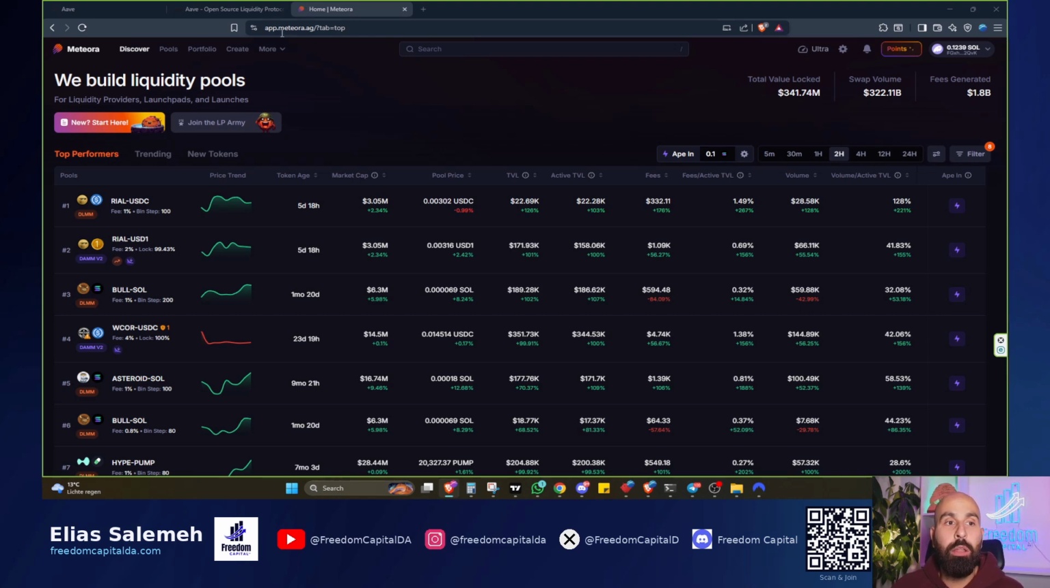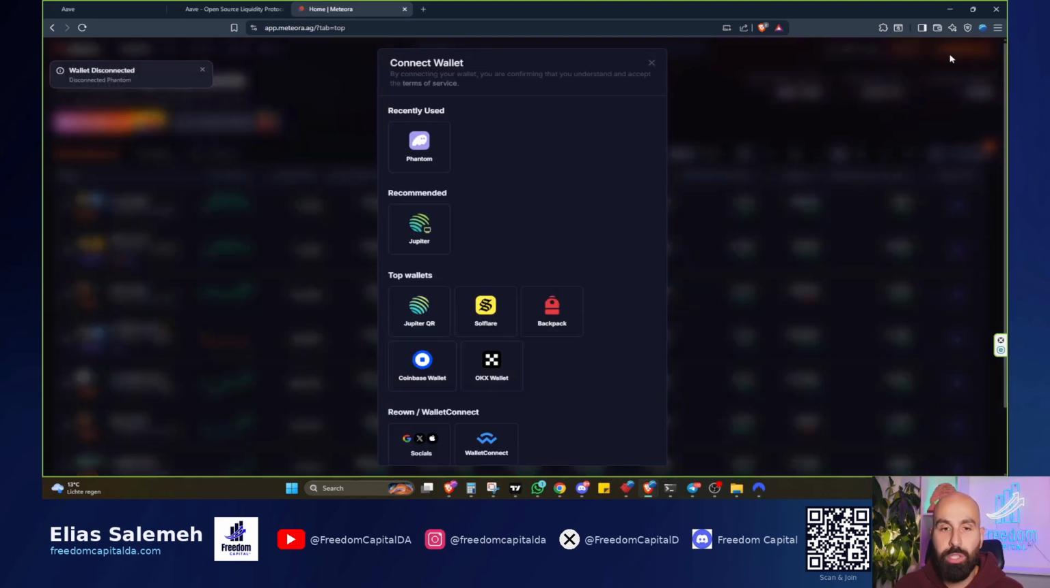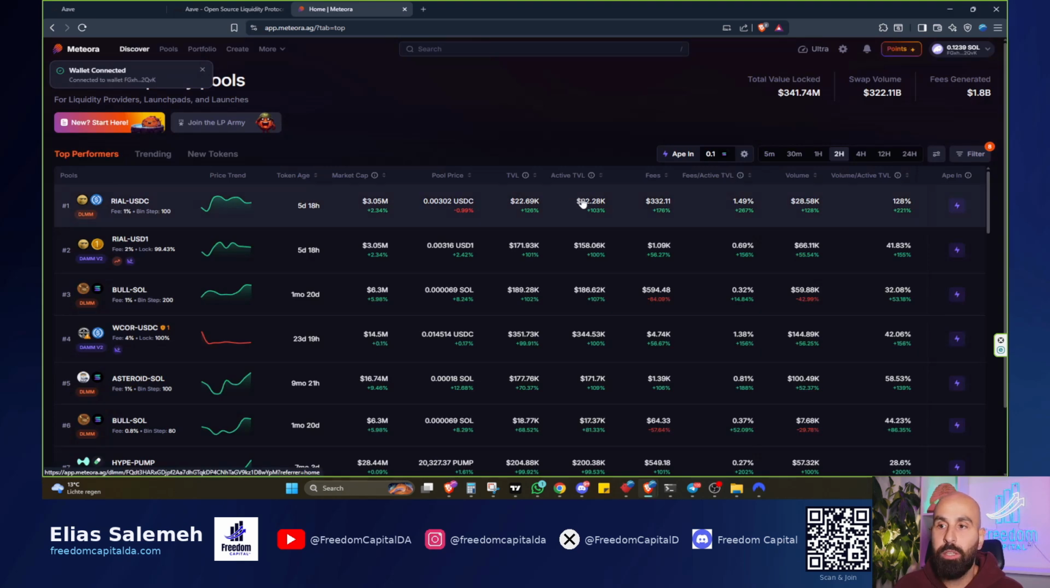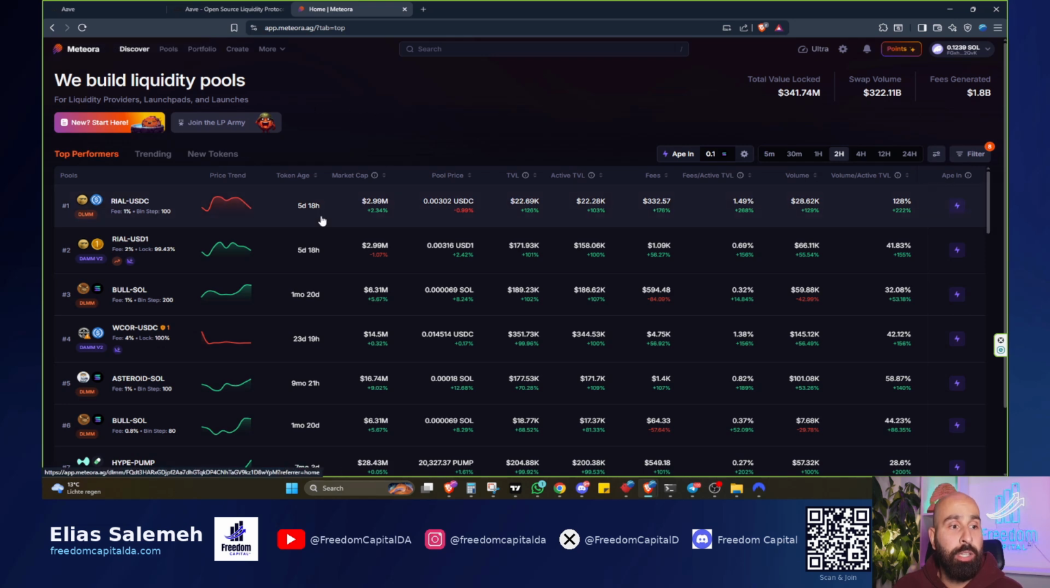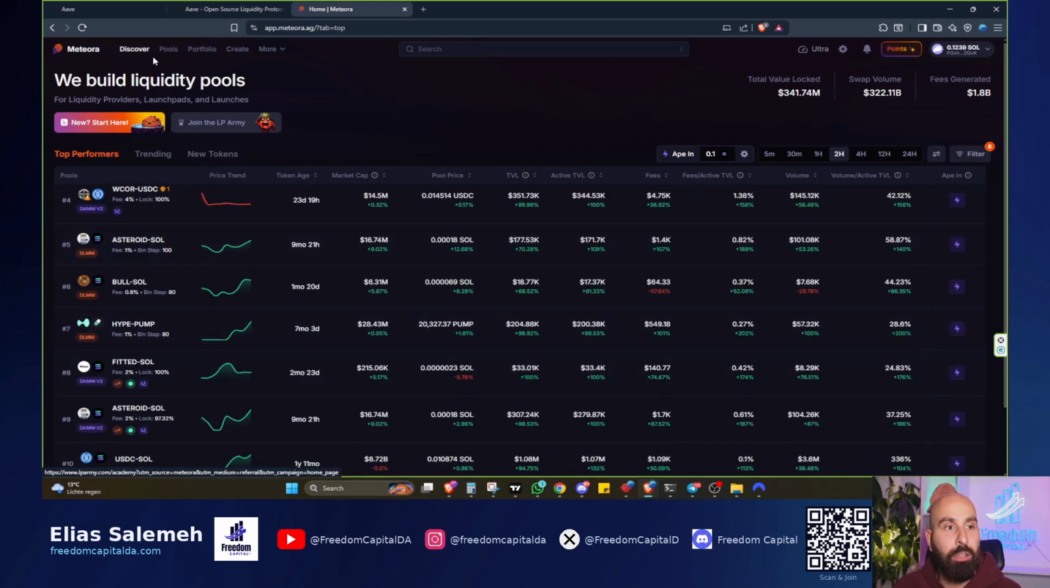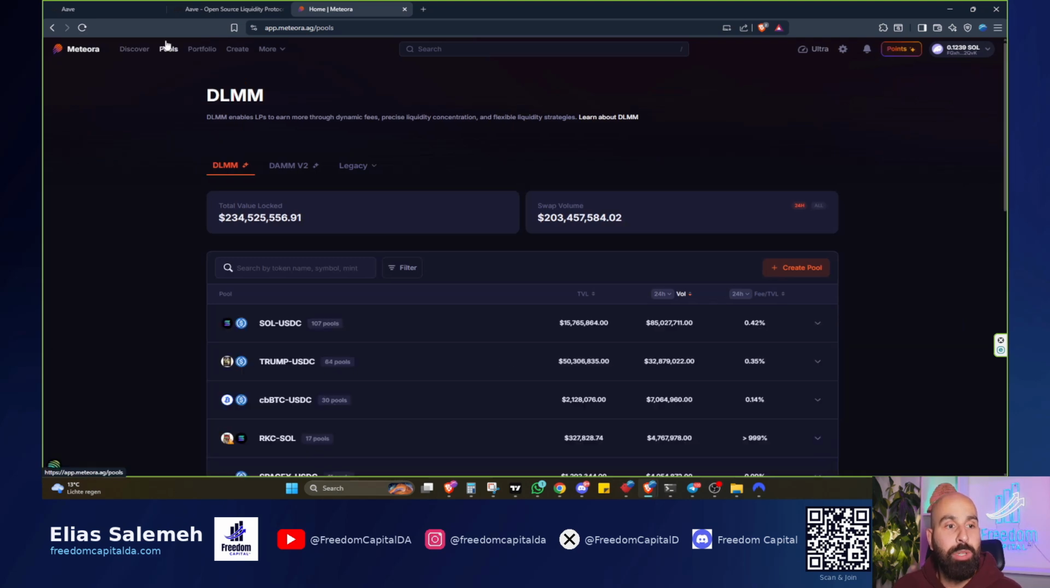So I am here on Meteora, app.meteora.ag. I have my wallet connected. In case you don't know how to, you just click on connect. Phantom wallet, and in my case, I chose Phantom wallet. Then you can see all the available pools here, and you can also navigate to the pools tab.